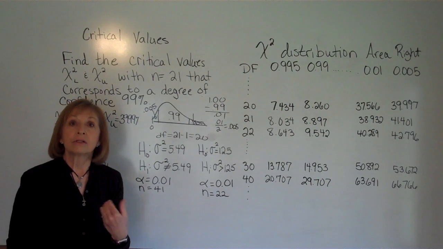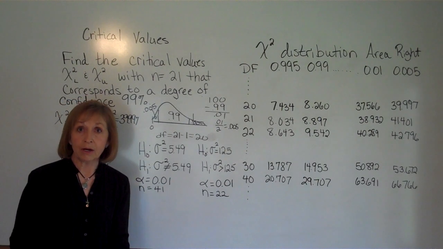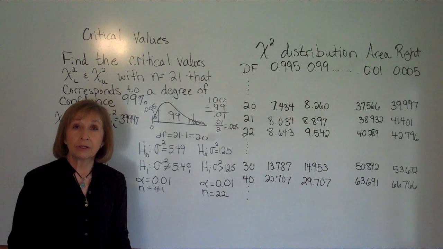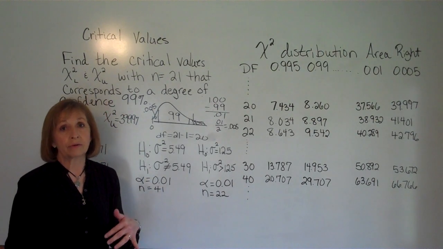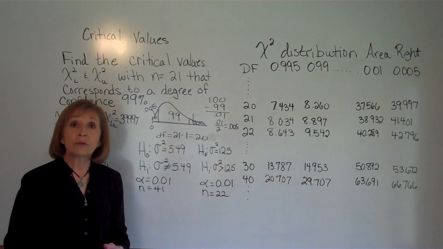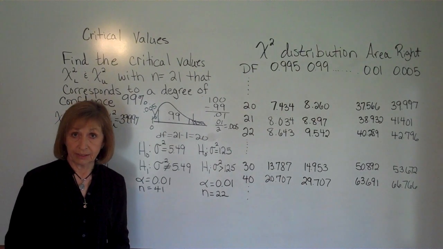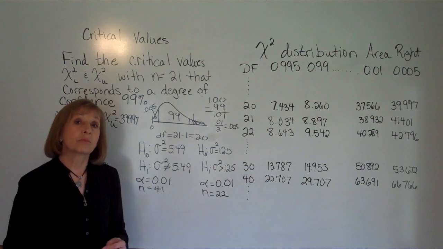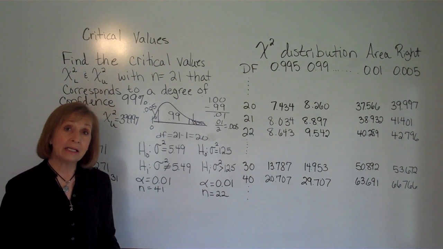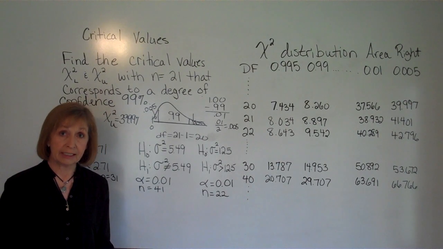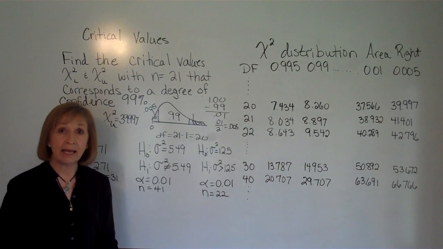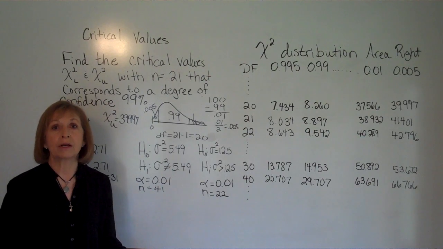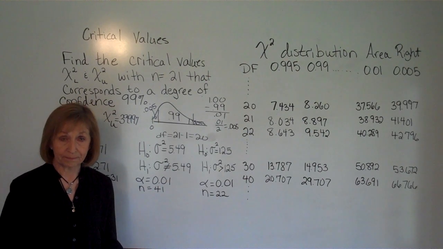If your symbols for your parameter were mu, so you have your mu is equal to, or mu is less than, or greater than, or not equal to, then you go to the student's t distribution. If your parameter is p for the population proportion, and you have that n times p times q is greater than or equal to 10, then you go to the z, or the standard normal distribution.